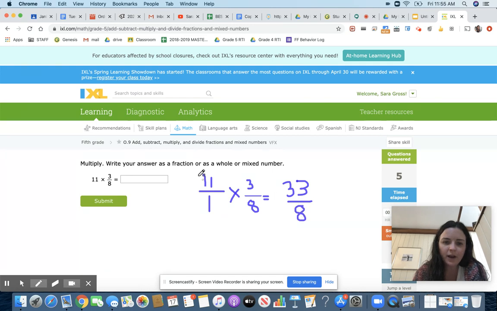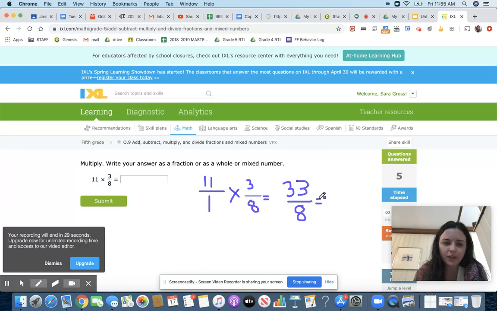Now it says write your answer as a fraction or as a whole or mixed number. So 33 over 8 is improper, so I have to change it to a mixed number. So I'm going to do that by dividing. 8 goes into 33. How many times? 4. With how many left over?